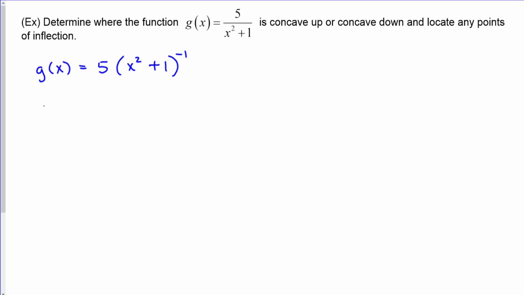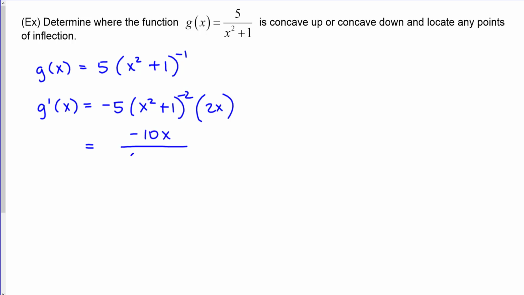So coming up with the first derivative of the function g, I'll bring the negative 1 down, so negative 5 times x squared plus 1 to the negative second, but then completing the chain rule, I have to multiply by the derivative of the inside part, which is 2x. So that gives me negative 10x over x squared plus 1 quantity squared. So that wasn't too bad, but now I need a second derivative. And the second derivative in this case is going to require the quotient rule.